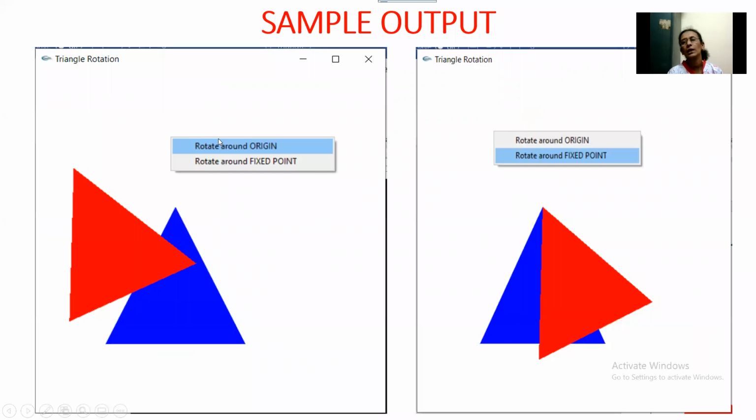So this completes our second program. We are able to rotate about the origin or about the fixed point. Once again, from here, if I select this, I will get back this as an output. Thank you.